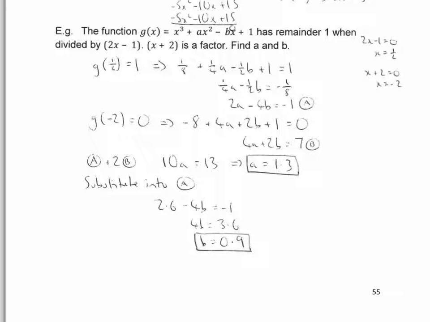So when you plug a half into this thing here, you get this, and that should be equal to 1. You rearrange all that to keep the a and the b on one side, the number on the other, and you have this linear equation here.